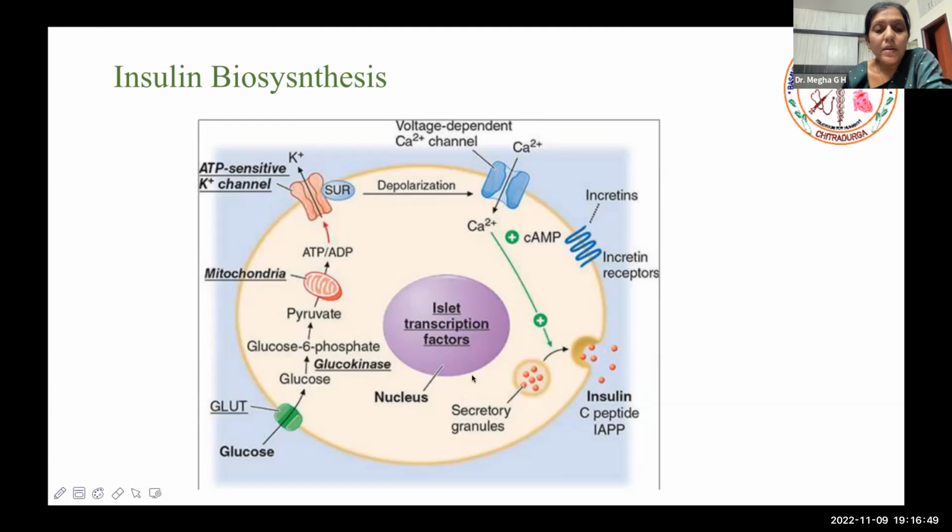So the point to be noted here is that any conditions which lead to mutations in glucose transporters, glucokinase, or mitochondrial mutations, ATP-sensitive potassium channel mutations, or islet transcription factor mutations will lead to decreased insulin synthesis.